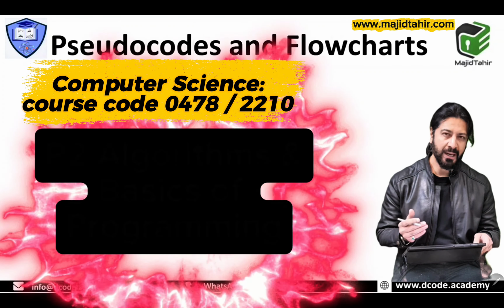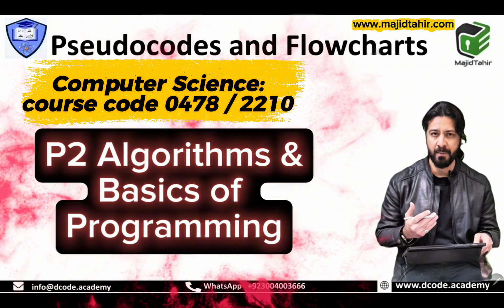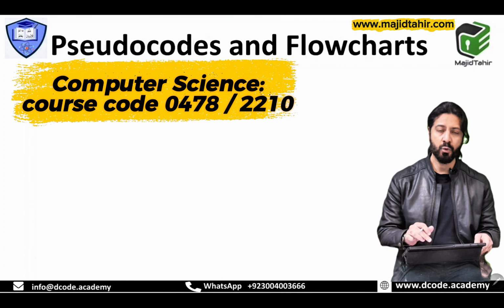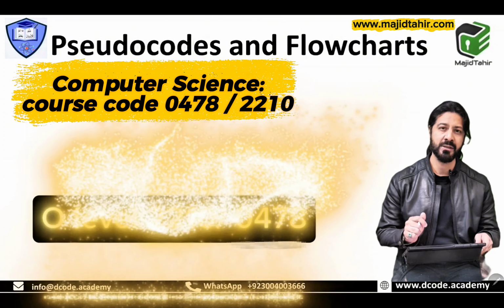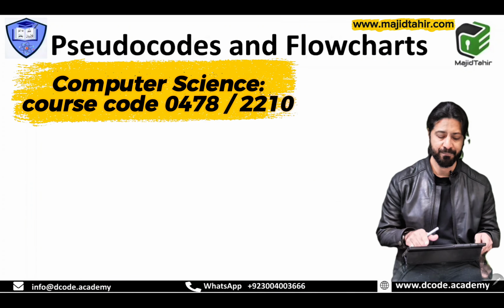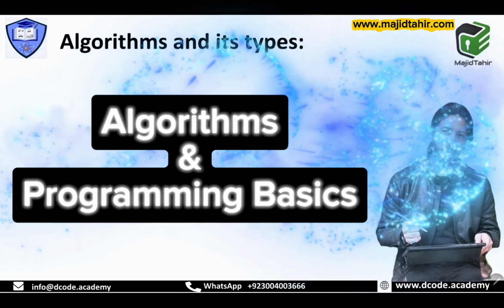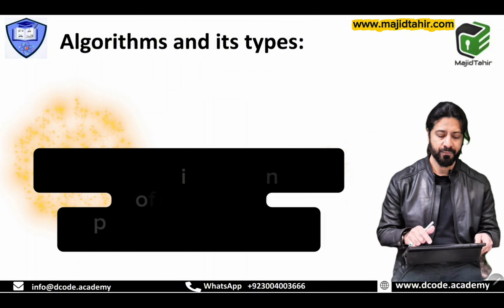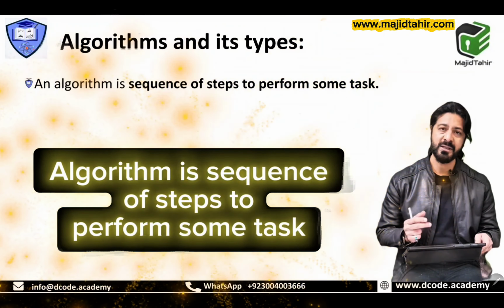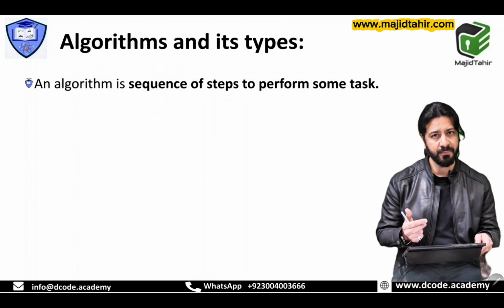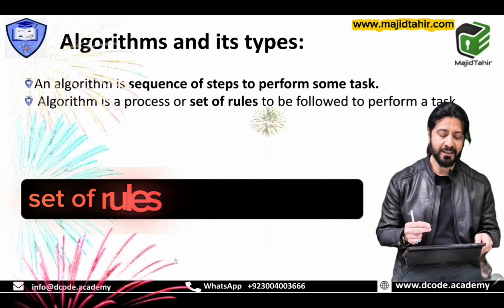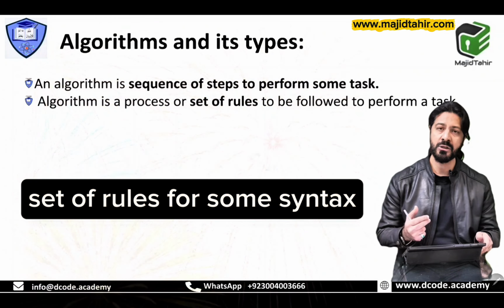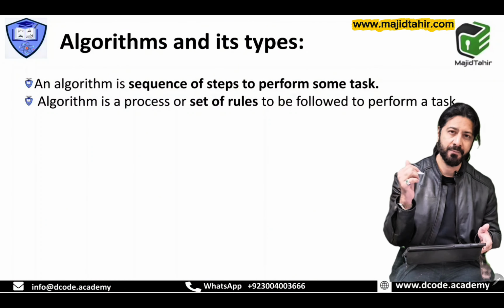Today we are doing P2, Algorithm and Basics of Computer Programming. The course code for levels is 2210 and 0478 for IGCSE. So first of all, we are going to talk about algorithms. An algorithm is a sequence of steps to perform some task. Algorithm is a process to be followed to perform a task.